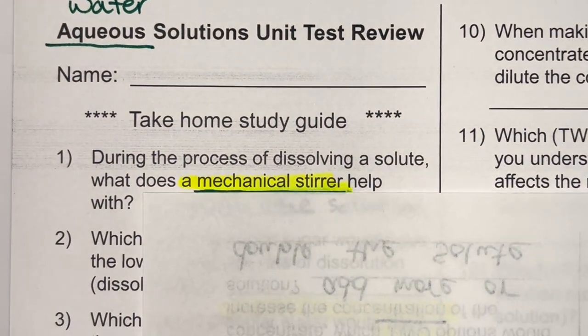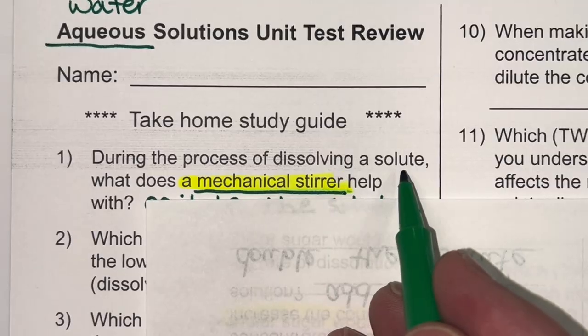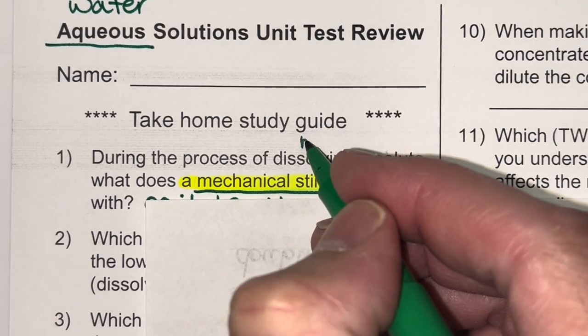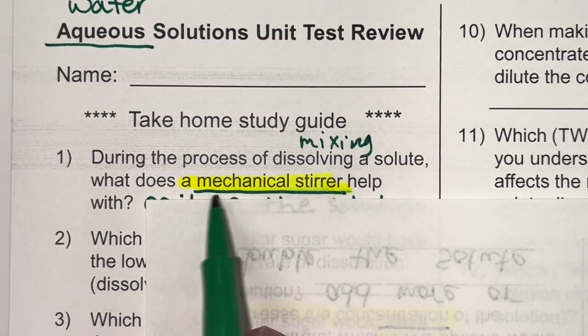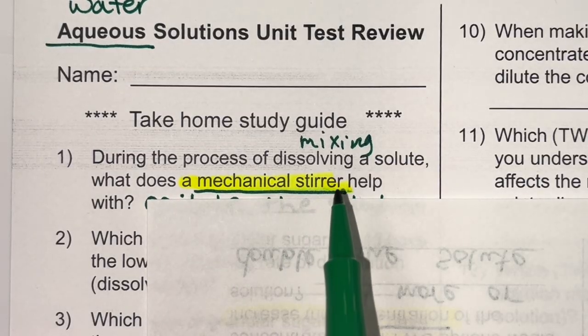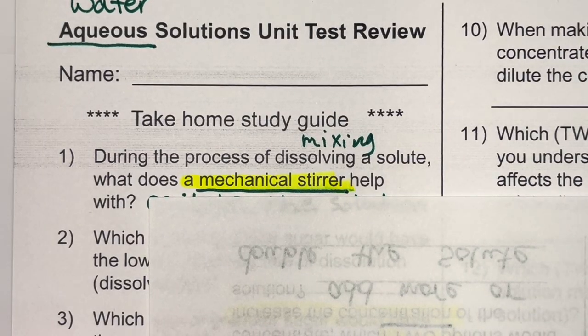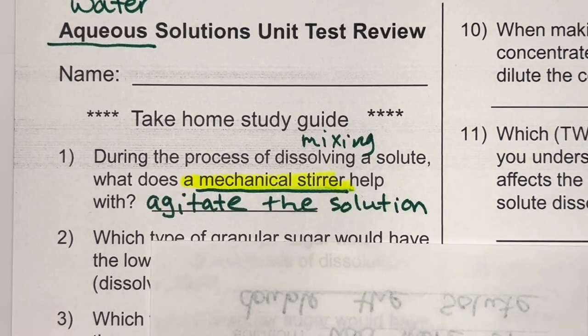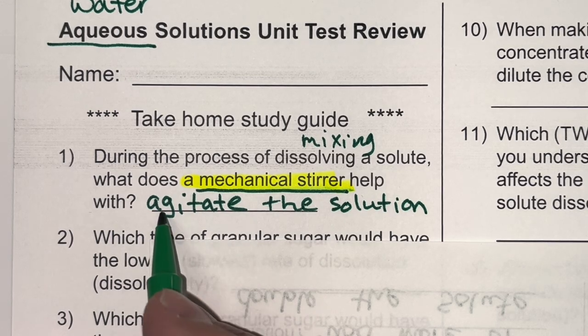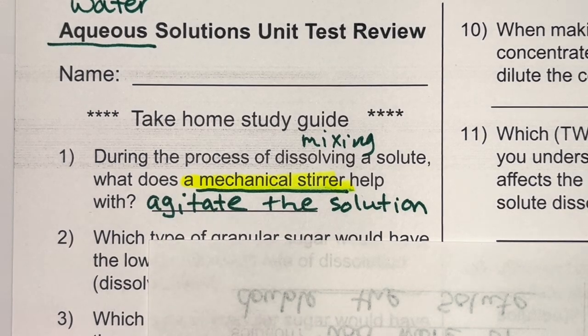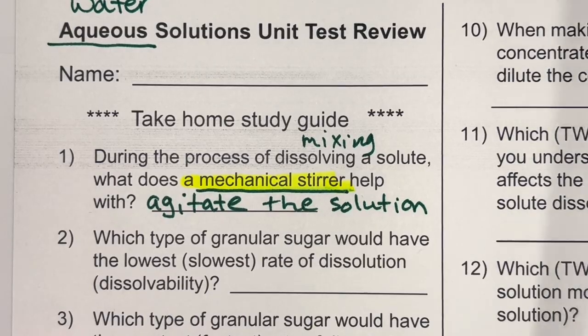All right, so during the process of dissolving a solute, so dissolving is mixing a solute, what does the mechanical stirrer help with? So the mechanical stirrer helps swirl or mix up the solution together with the solute in the water, and it helps agitate the solution.